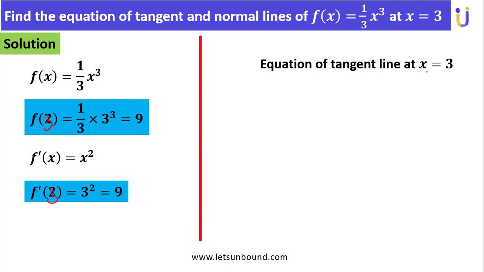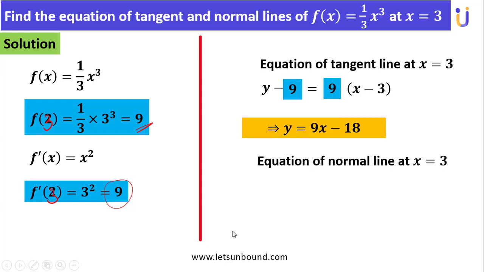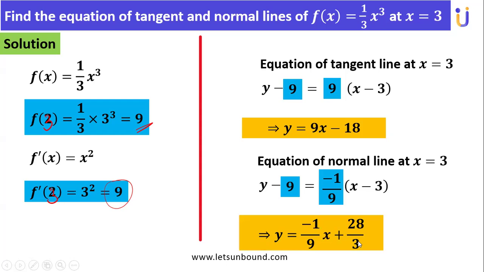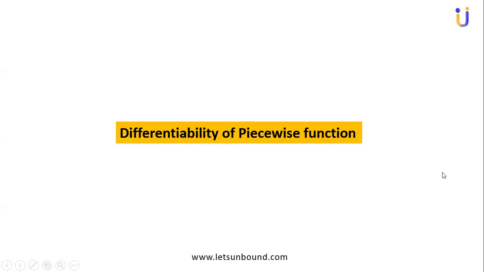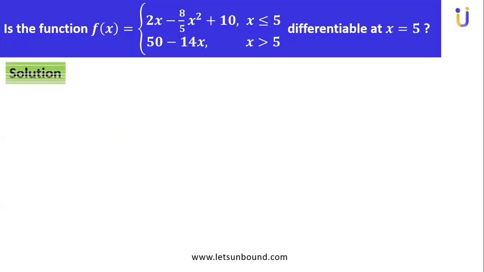Then the equation of the tangent line, we know the expression: y minus f of a, that is f of 3, which is 9, equals the slope, which is 9, times x minus 3. And simplify it. Then the equation of the normal line is the same: y minus 9 equals, the slope will be the negative reciprocal, so minus 1 over 9 times x minus 3. On simplifying this, you will get something like this. That's simple.